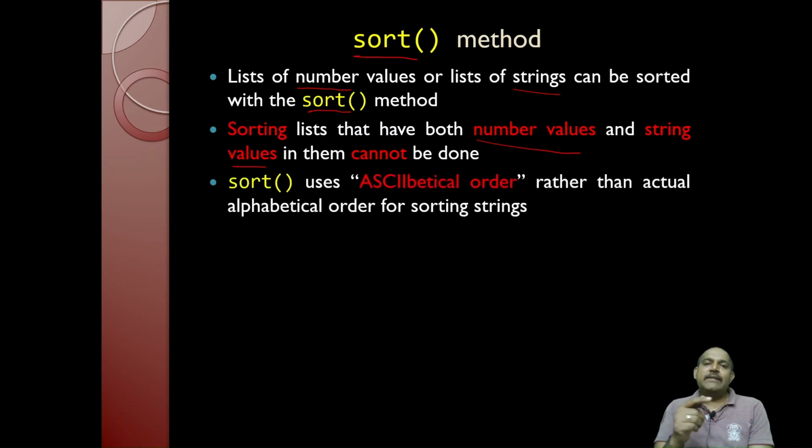While sorting this, Python compares the ASCII values of every string or number, and then it is going to sort it in an increasing order, in an ascending order. Let us explore this method with the help of the Python tool.